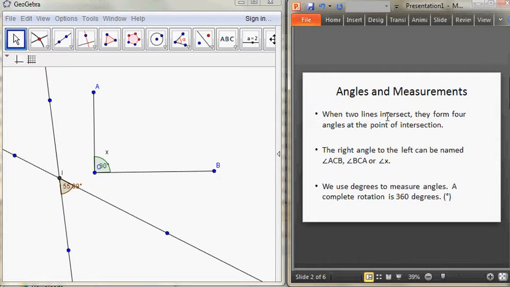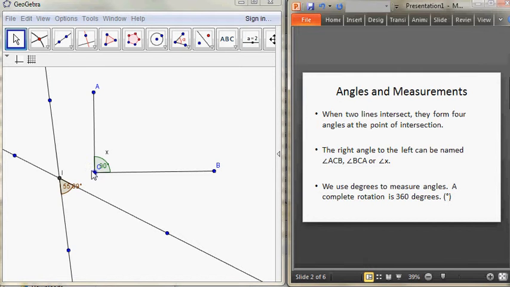When two lines intersect, they form four angles at the point of intersection. I have an example right here on GeoGebra. Here I have two lines, one line here and one line there. They form four angles at the point of intersection. The intersection here will be I, and here, for example, we have one angle, and we have three other angles. One right here, one right here, and one right here. So there we have four angles.